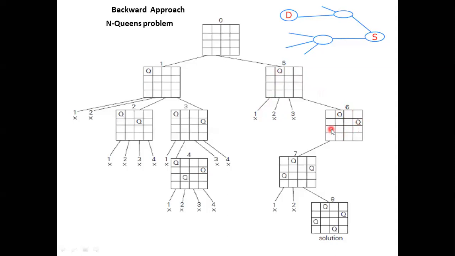Can I keep it here? Yes, that's no problem. Column or row problem is not coming. That's why the 7th figure is coming like that. Now, can I keep it here? No. Which problem? Column problem. Can I keep it here? No. It is a diagonal problem.